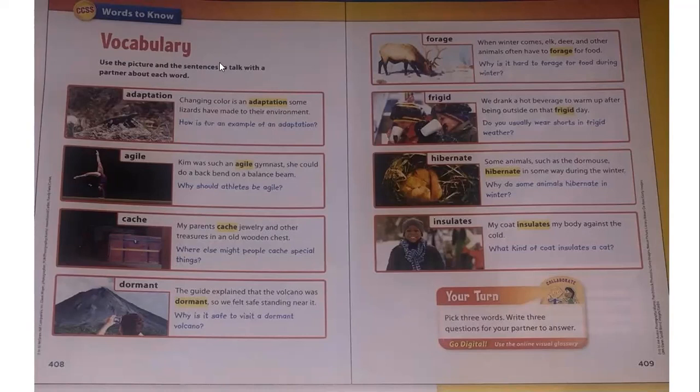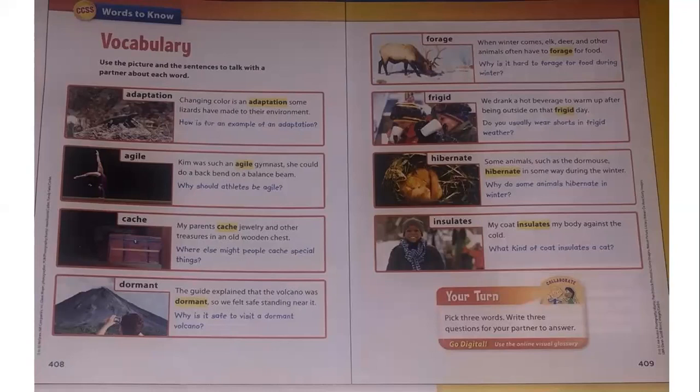Okay. Agile. Kamal was such an agile gymnast. She could do a big bend on a balance beam. Okay, so look in the photo. Here we have a balance beam. See how she's balancing herself on this beam? Yes. Okay, so what do you think it means if someone is agile?